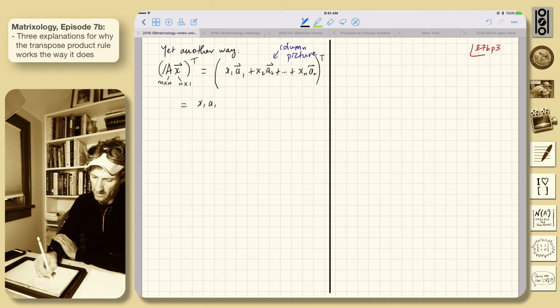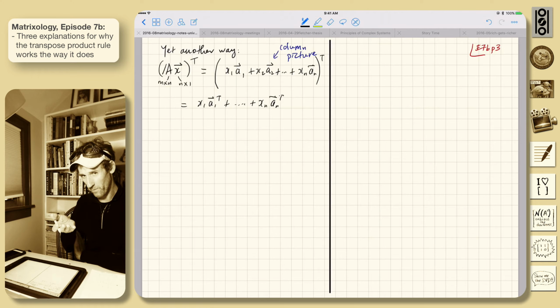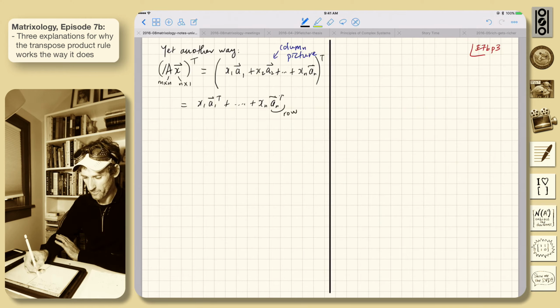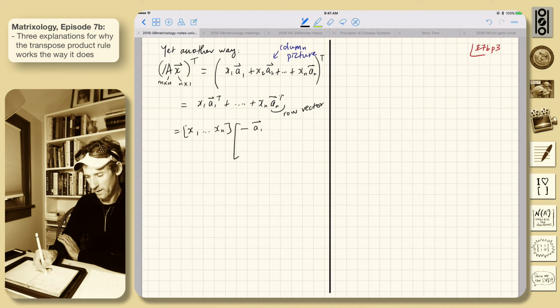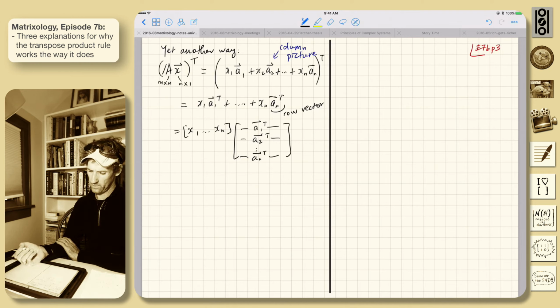So this is x1 A1 transpose plus and so on plus xn An transpose. So this is a sum of row vectors. This is a row vector. And we could write this as x1. This is the sneaky thing where we say, well, we could write it like this. We could stack those row vectors, A1 transpose, A2 transpose, down to An transpose. This is the same thing. So what is this though? This is actually the vector x transpose times A transpose.